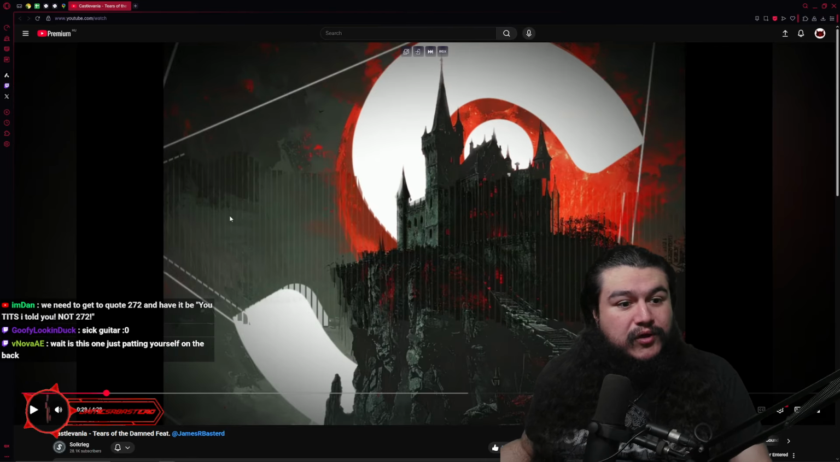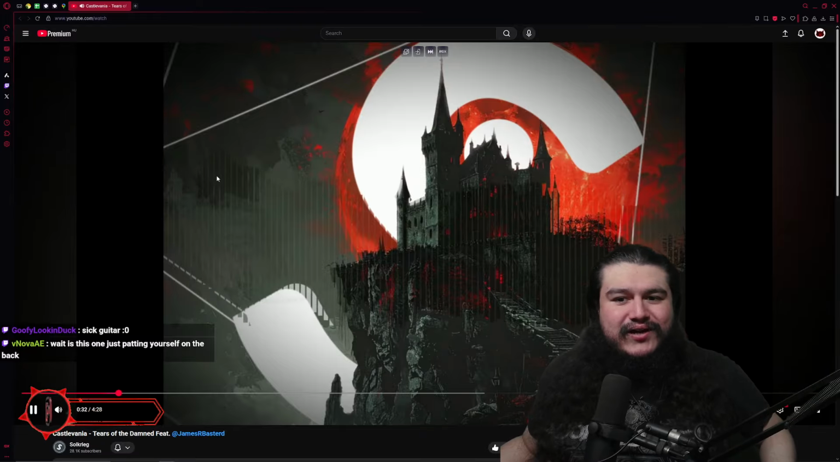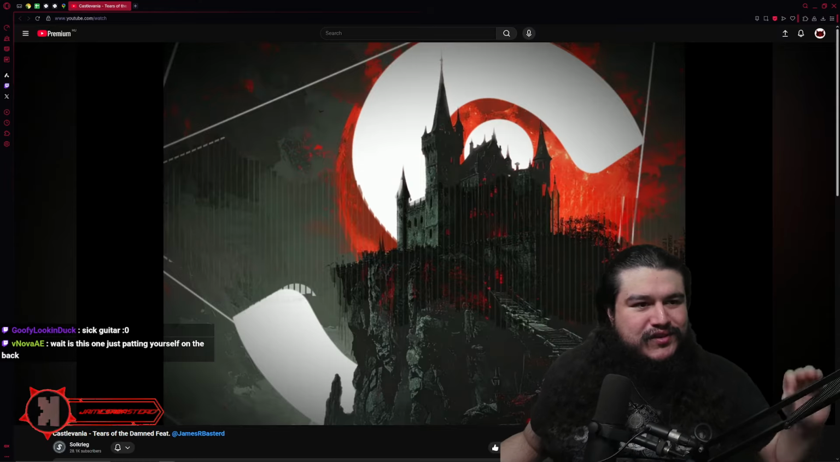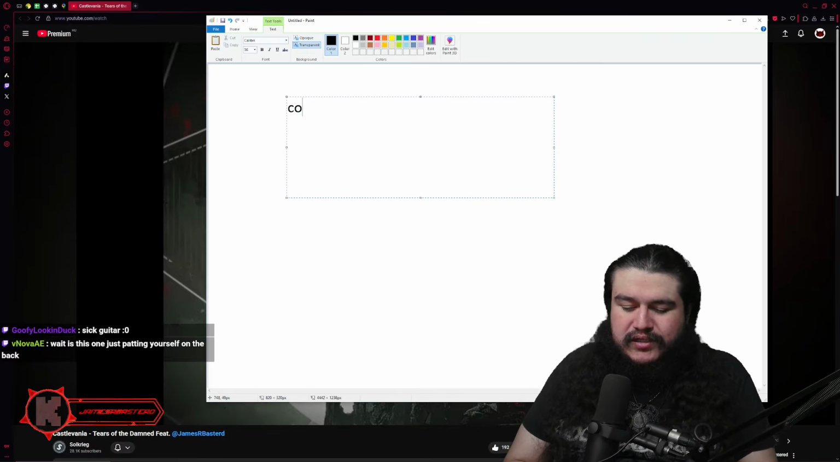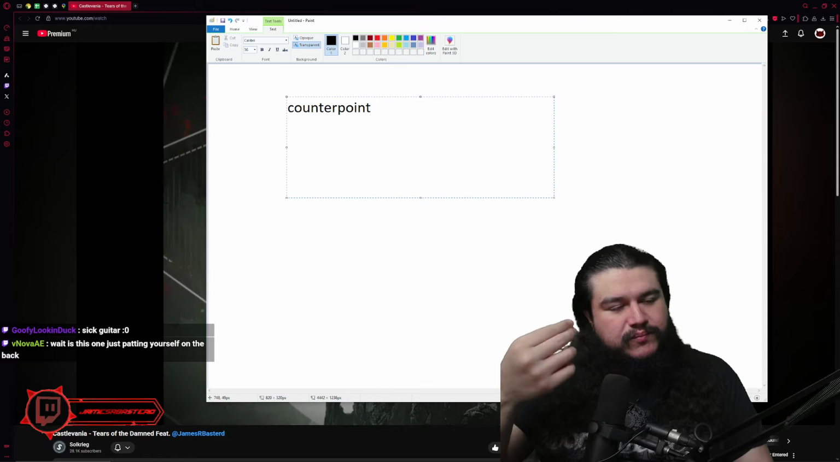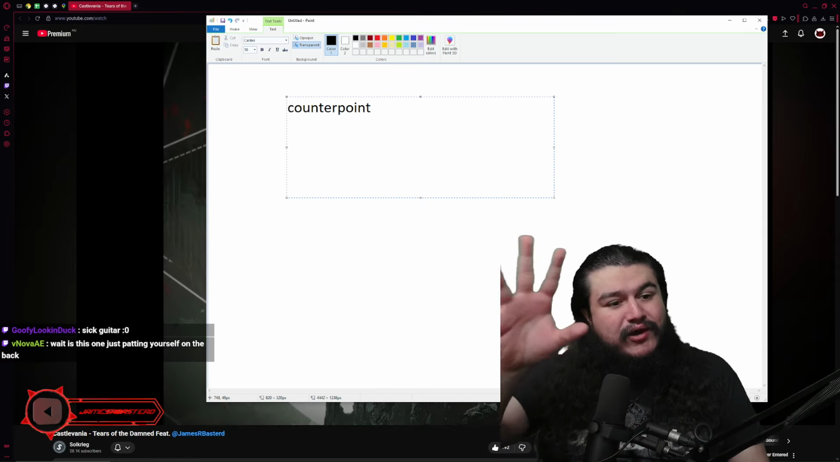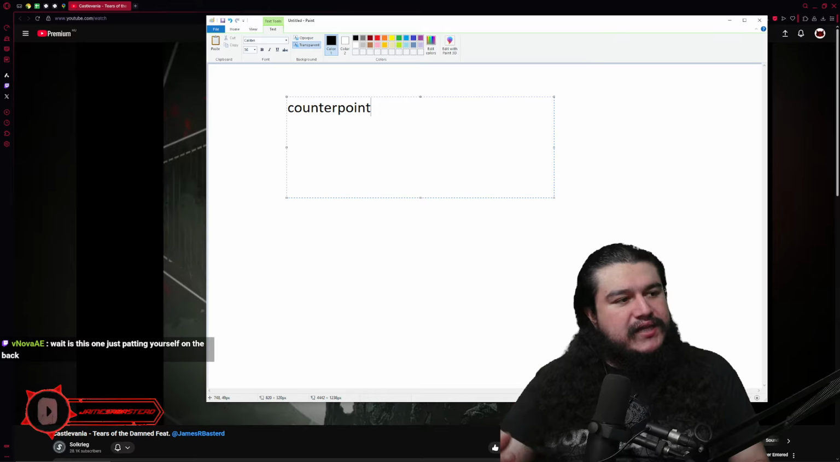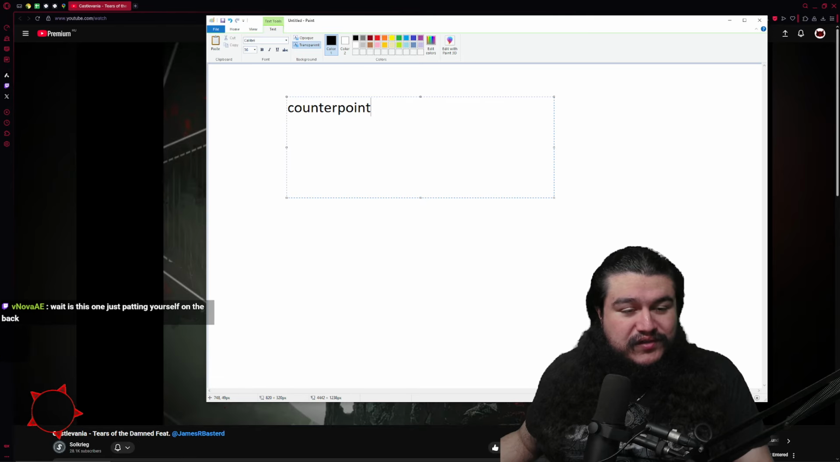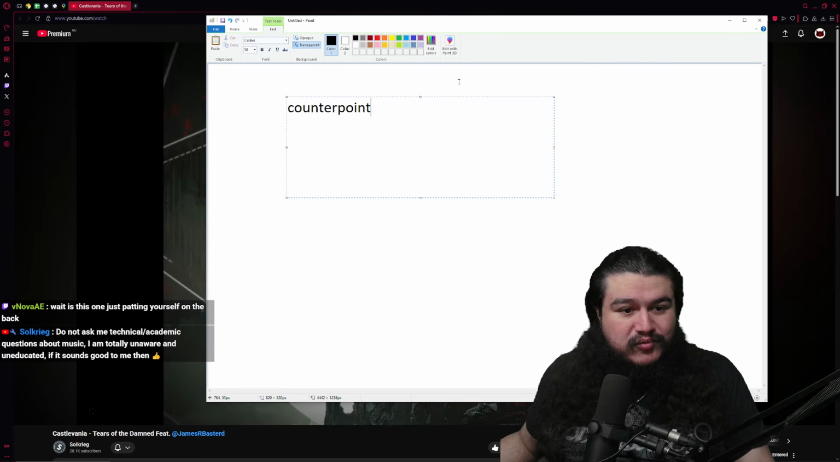So, yes. Anyway, we're reading this. We repeat. And we have now a second line. You can hear that second Chinese synth higher up giving us a little bit of counterpoint. Counterpoint being, of course, the study of melodies, how they develop, how they interact with one another, usually in the context of two or more melodies at the same time. Ask me technical academic questions about the music. I'm totally unaware and uneducated. If it sounds good to me, then yes.